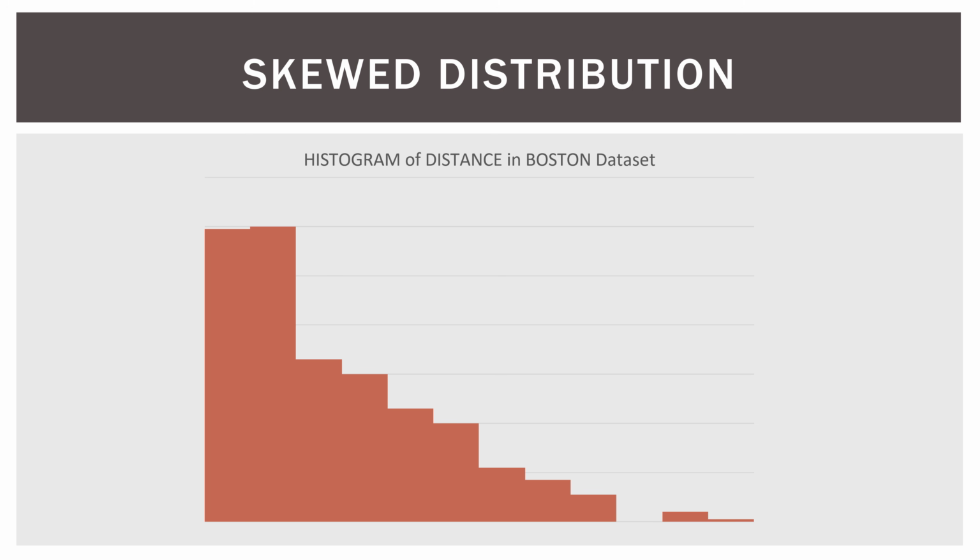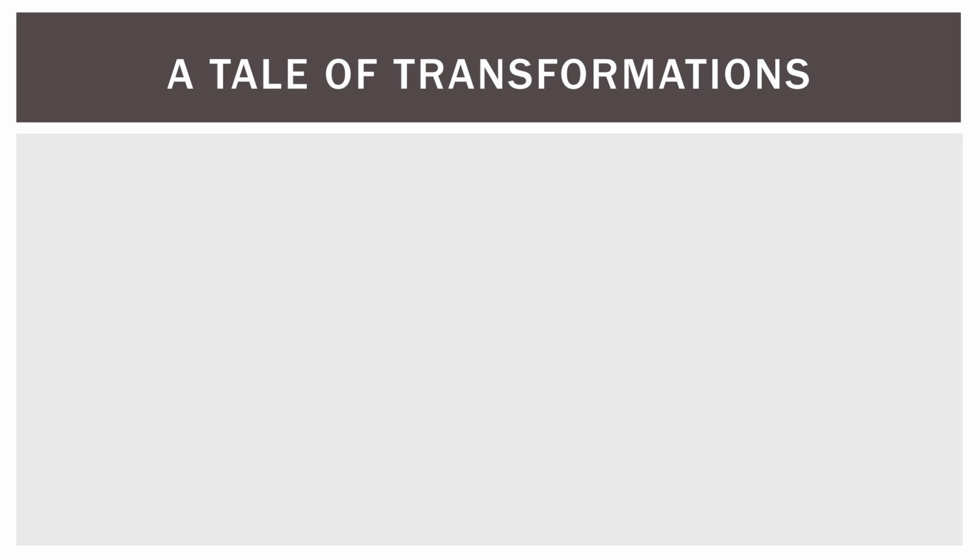Now, if we're going to use this data in, say, a regression problem, what we want to do is make this more normal. So it's very, very highly right skewed at this current stage. So what we'll do is apply the transformation and see what happens both visually and numerically. So, a tale of transformations.